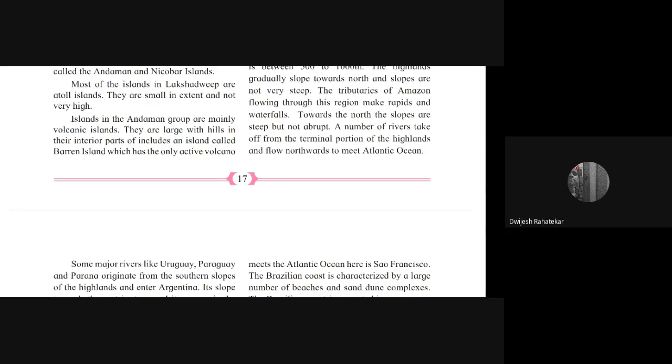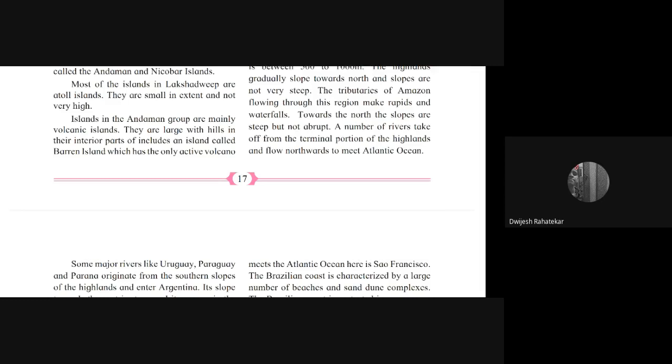They are large with hills in their interior parts. It includes an island called Barren Island, which has the only active volcano. So basically, Andaman group islands are large with hills in their interior parts. As we have seen in the Andaman Nicobar Islands, there are mountains present at the central part or the interior of the island group. So it includes the island called Barren Island, which has the only active volcano.